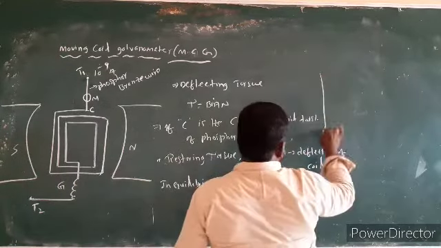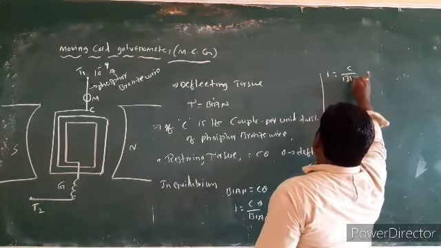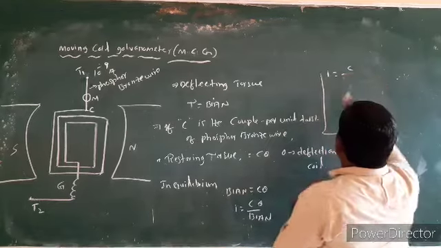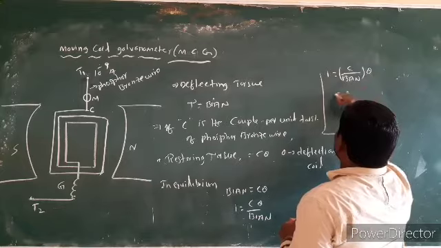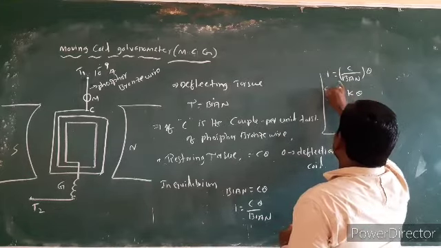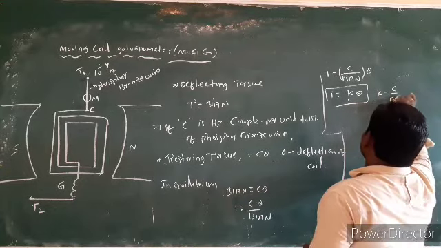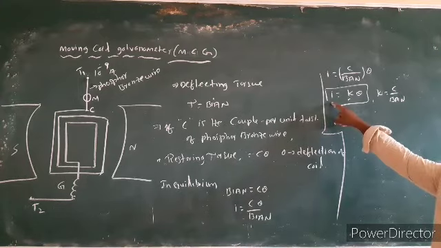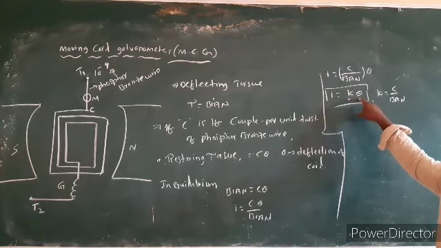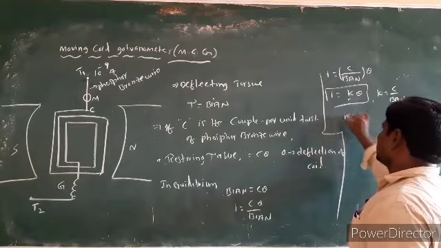Now we can write I is equal to C by BAN times theta. Now I is equal to K theta. Here K is a constant, whose value is C by BAN. Here I is the current through the coil, and theta is the angle of deflection of the coil. Since K is constant, I is directly proportional to theta.